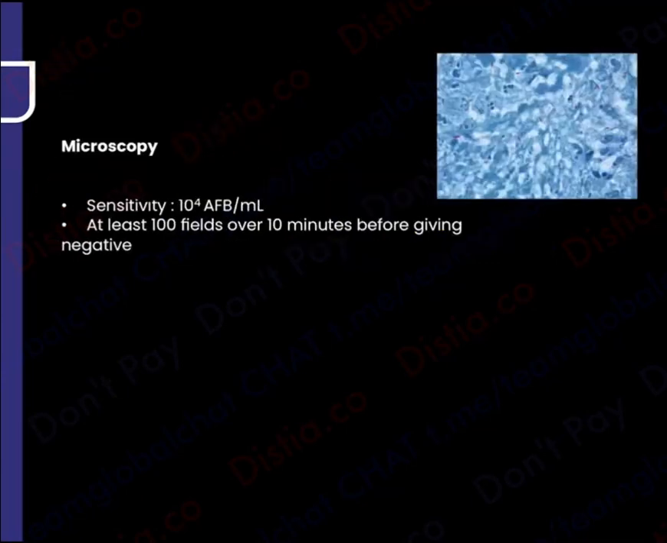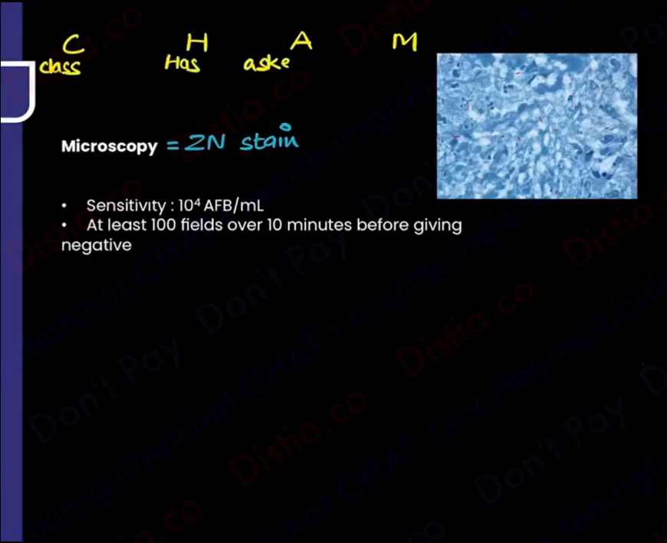What is the microscopy that you are ready for? What is the stain that you're going to do? The Ziehl-Neelsen stain. I know it's a part of general micro. Can you quickly, within a minute, revise the protocol of Ziehl-Neelsen stain? Remember, I gave you a mnemonic. Class has asked mnemonic. Do you remember? I'll write that once again for you, because this is the day that I taught you that.